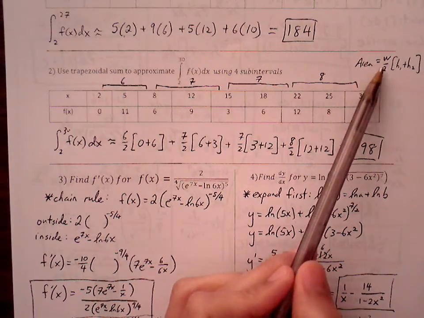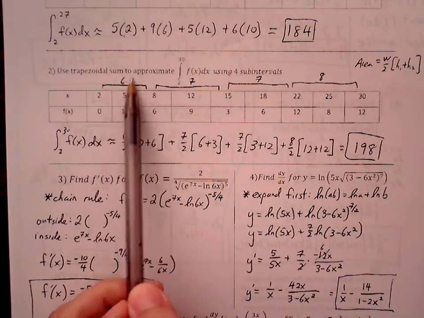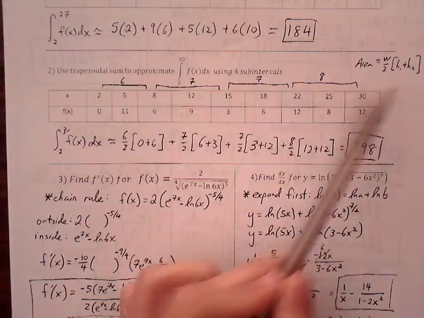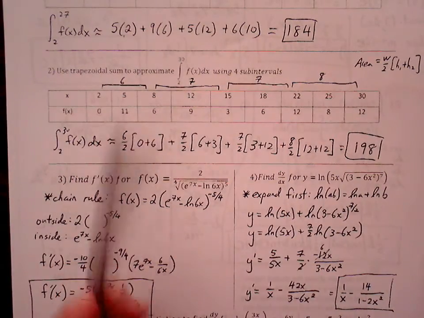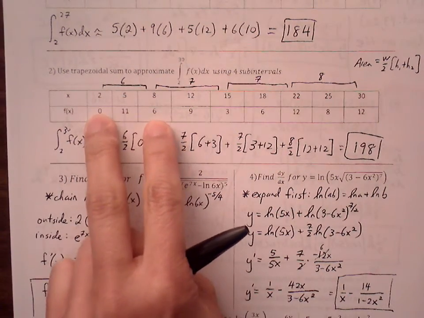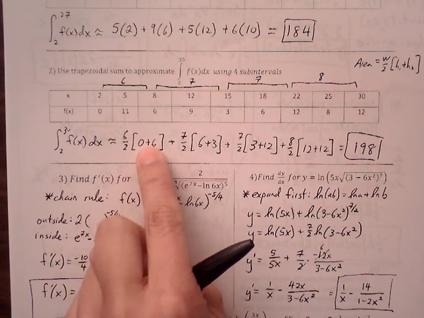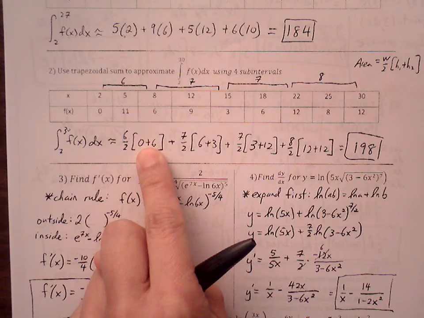So width over 2, that's going to be, the width is 6. 6 divided by 2 is part of the formula. And then height 1 plus height 2. So height 1 plus height 2 will always be the 2 endpoints of our subinterval. So 0 plus 6, that's going to be representing the height of my first trapezoid.